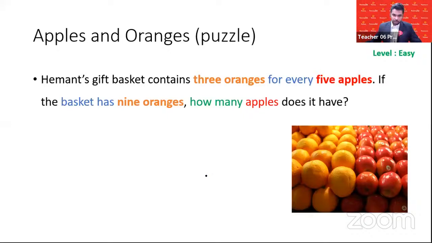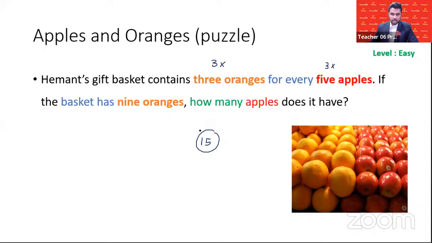So the answer is 15. This is a very direct question. So for every 3 oranges, you have 5 apples. So if you have 9 oranges, how many apples are there? So if you do 3 times 3, it is 9. So you have to do 3 times 5 to get the number of apples. That is 15. So it is a very direct puzzle.